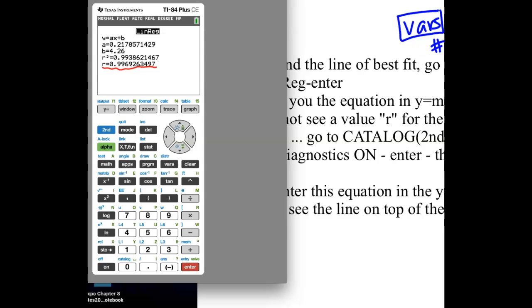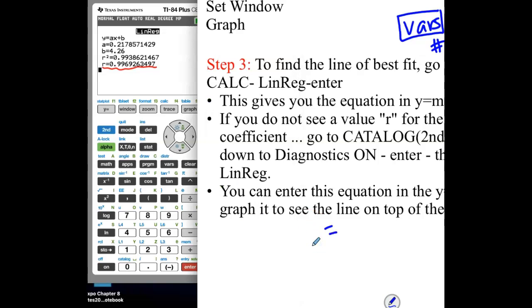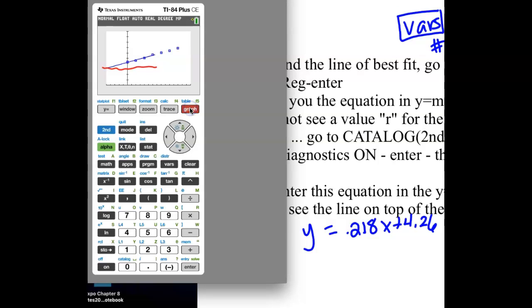All right, so once you get to this screen, we are given our A and B values. We can write our equation. All right, so my equation for this would be y equals, we'll just round to 0.218 x plus 4.26. Okay. Now, if you hit graph, it's going to draw the equation in. So before we had just the dots, now we can see the line that it came up with. Does that make sense?